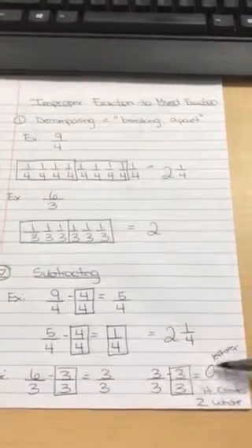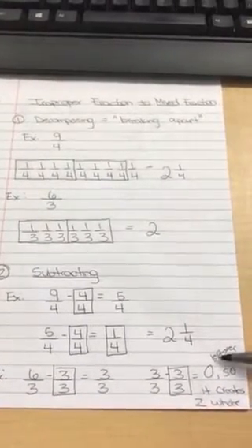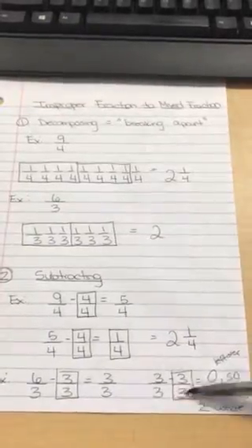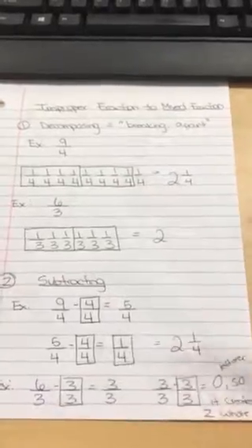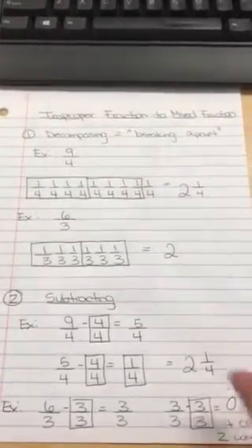So I'm taking it away. I have no fractions left over. So it creates again the 2 wholes that I was able to take out from the 6/3. So this is another little strategy they can use if they like.